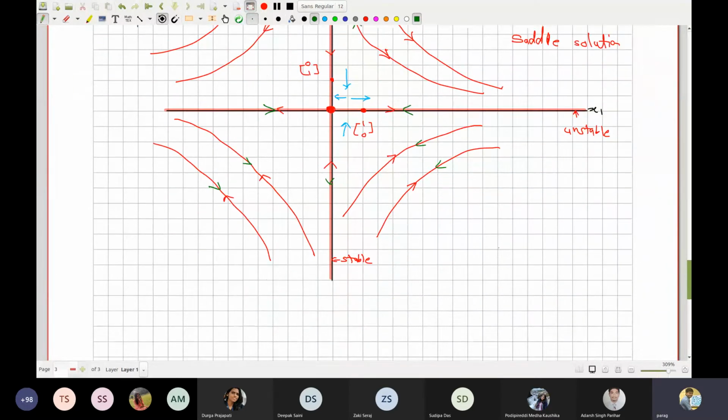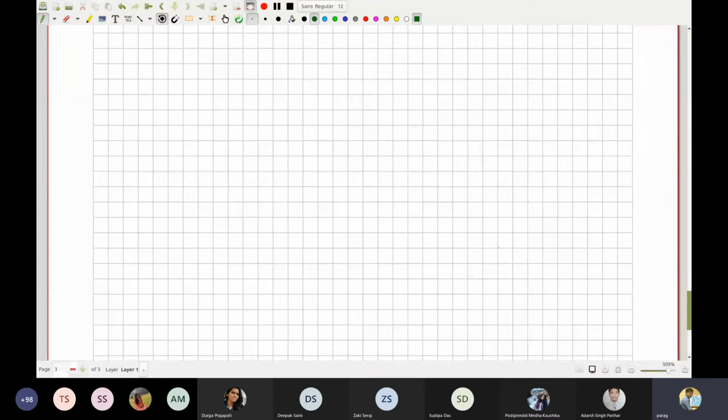So now how to make a stable system? Let me make a stable system where I have case 2, where A is less than 0 and B also is less than 0. Both the eigenvalues are less than 0. So let me make the phase portrait. How would it look like?